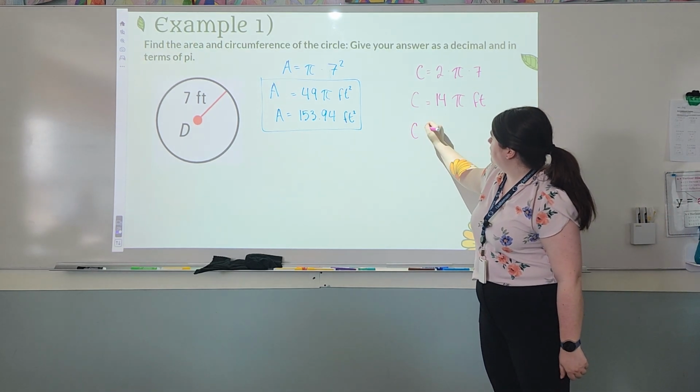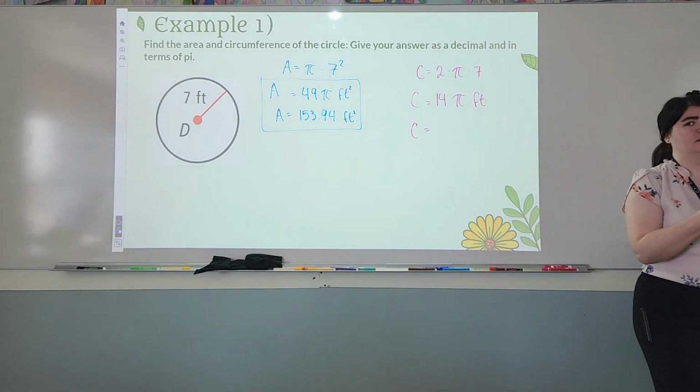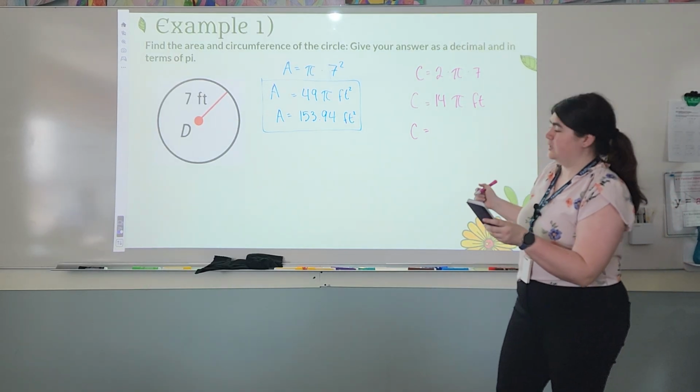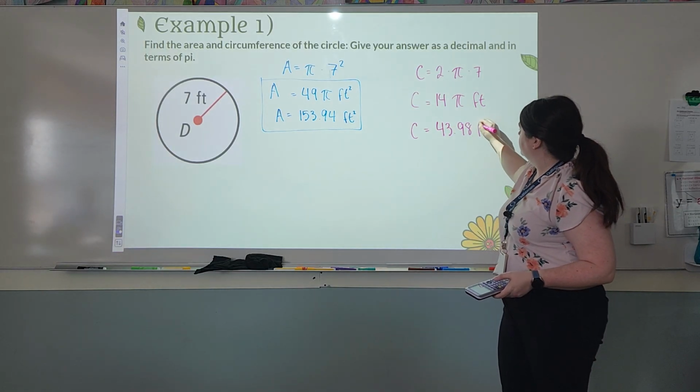All right. And then as a decimal, we're going to type 14 and then pi. We get 43.98 feet.